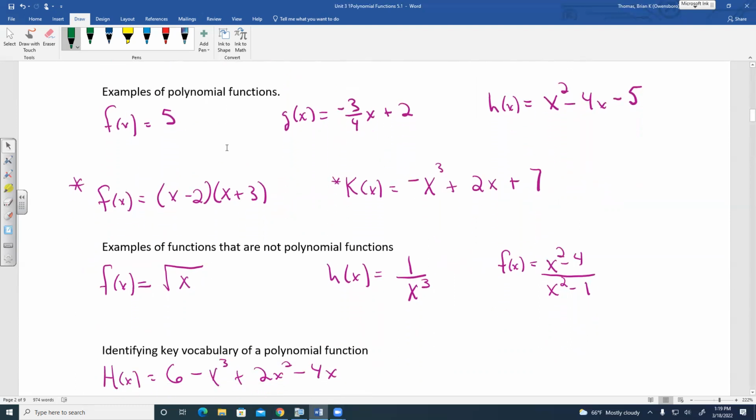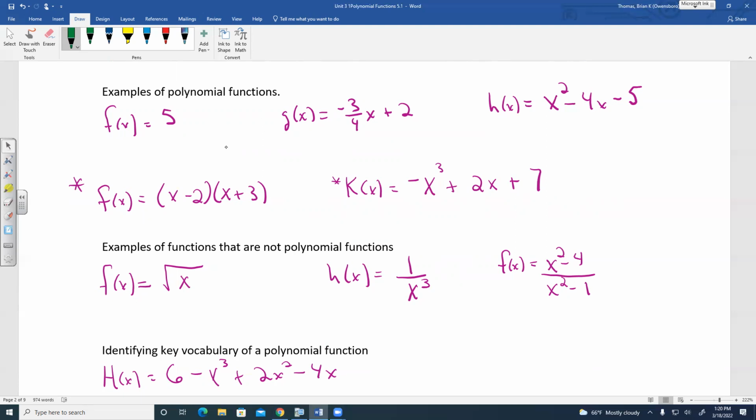If I have f of x equals 5, that's an example of a polynomial function. G of x equals -3/4 x plus 2, that's a polynomial function. We should recognize that this is a linear one, which means this -3/4 is a slope, and this 2 is a y-intercept, and we could graph it accordingly. H of x equals x squared minus 4x minus 5. Notice how that would be quadratic.